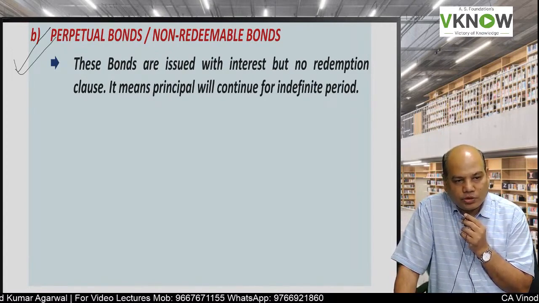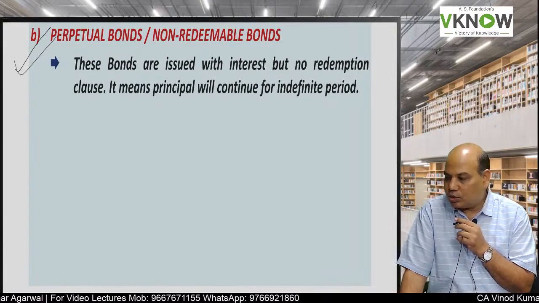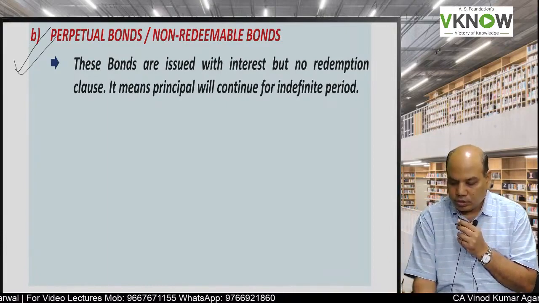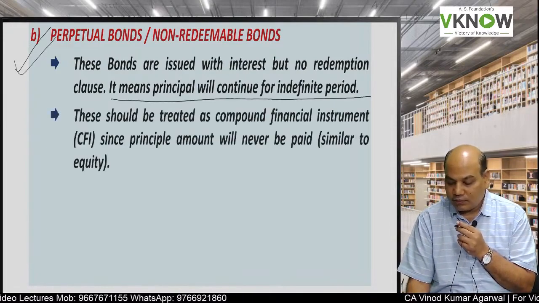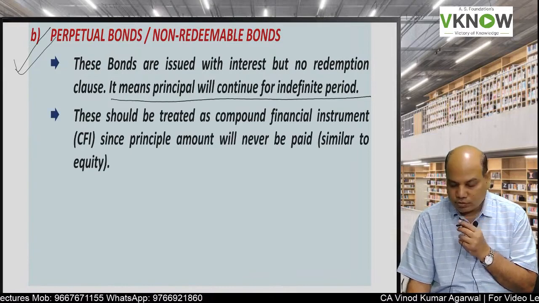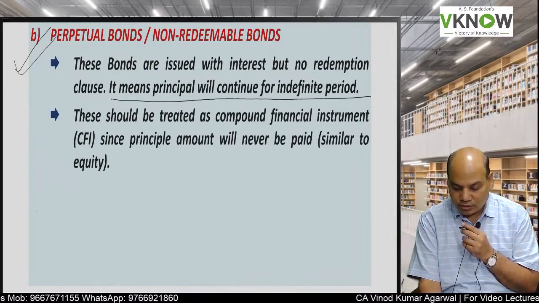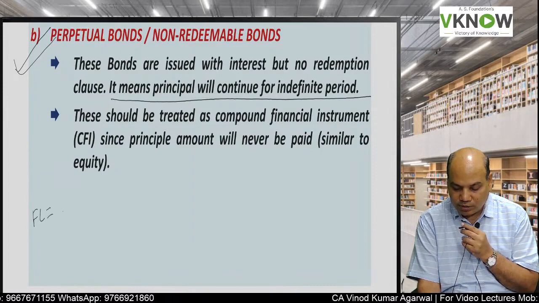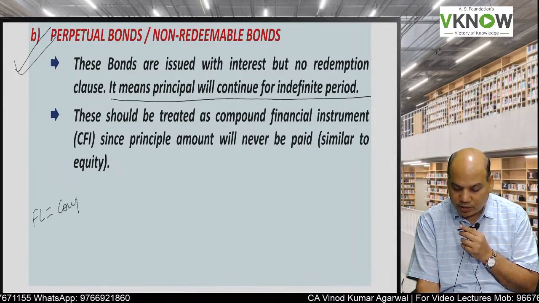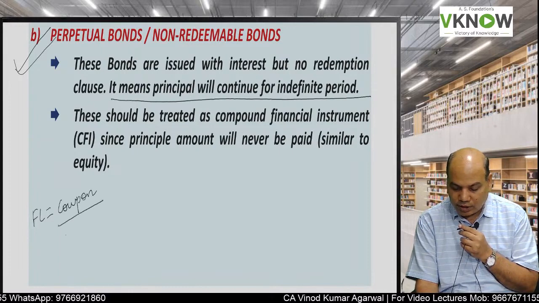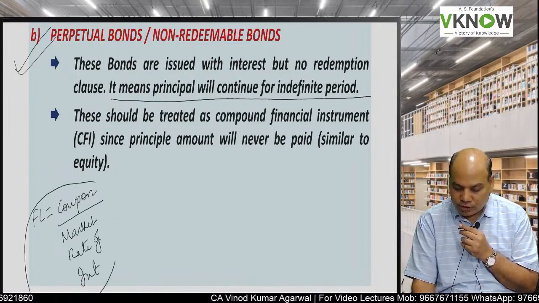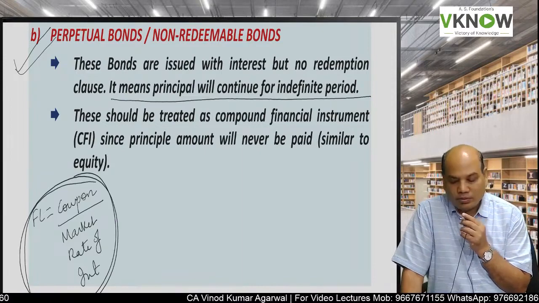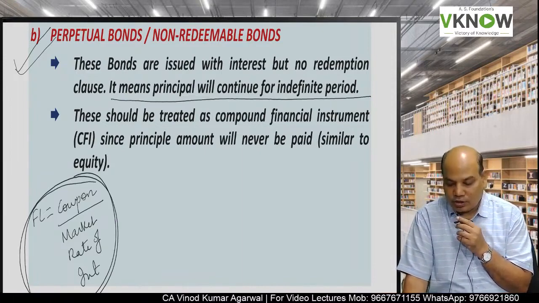Another special situation is perpetual bond or non-redeemable bond. These bonds do not have a maturity date. Only coupon will be paid. Principal amount will not be repaid. So whether these are financial liability or not, we will check the financial liability by how much is the coupon paid periodically divided by the market rate of interest. This portion will be treated as financial liability. Remaining amount will be treated as equity.